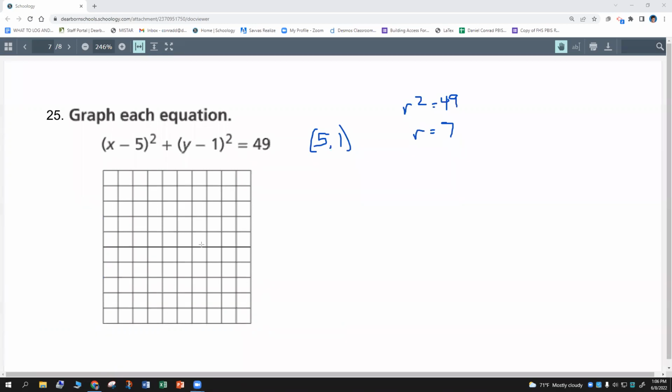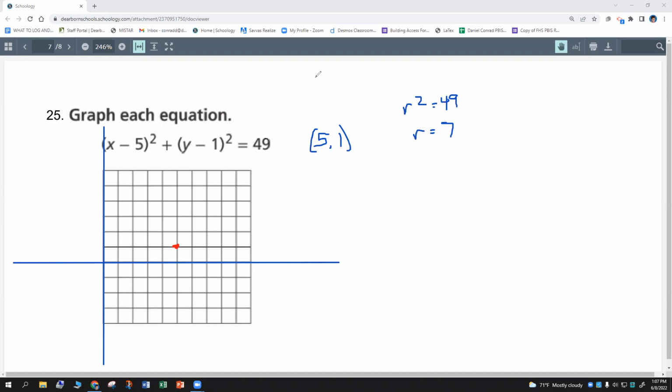Let's see, we need a radius of 7, right? Let's make this the point 5, 1. So let's make this right here 0, 0. Let's make this our x-axis, and let's make this our y-axis. We need a little bit more graph. The graph on here is too small. That's my fault because I made this review. So 1, 2, 3, 4, 5, and then, okay, so there's the point 5, 1.